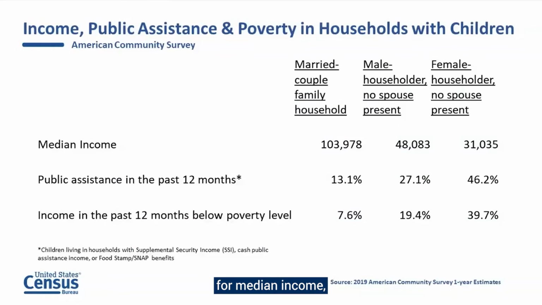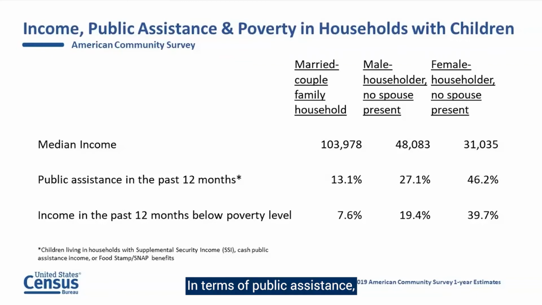Here's a breakdown for median income, public assistance, and poverty by 3 family types, all including children: married couple family household, male householder, no spouse present, and female householder, no spouse present. This data comes from the 2019 American Community Survey estimates. Median income differs across the 3 groups. Married couple families have a median income of right under $104,000. Male householders with no spouse are right over $48,000, and female householders with no spouse are just over $31,000 a year.